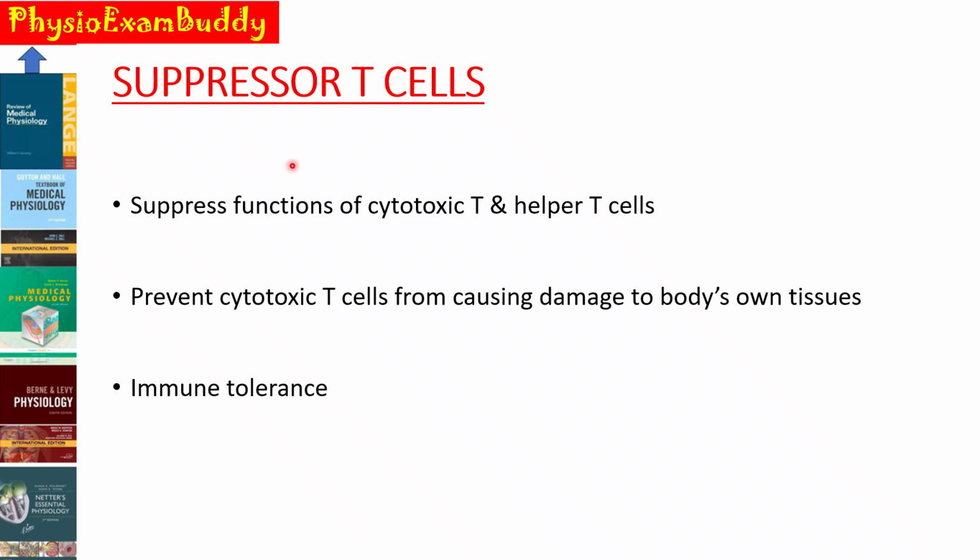The third type of T cell is the suppressor T cell. They usually suppress the function of the cytotoxic T cell as well as the helper T cell. This helps to prevent the cytotoxic T cells from causing damage to the body's own tissues, and this is responsible for the immune tolerance mechanism.